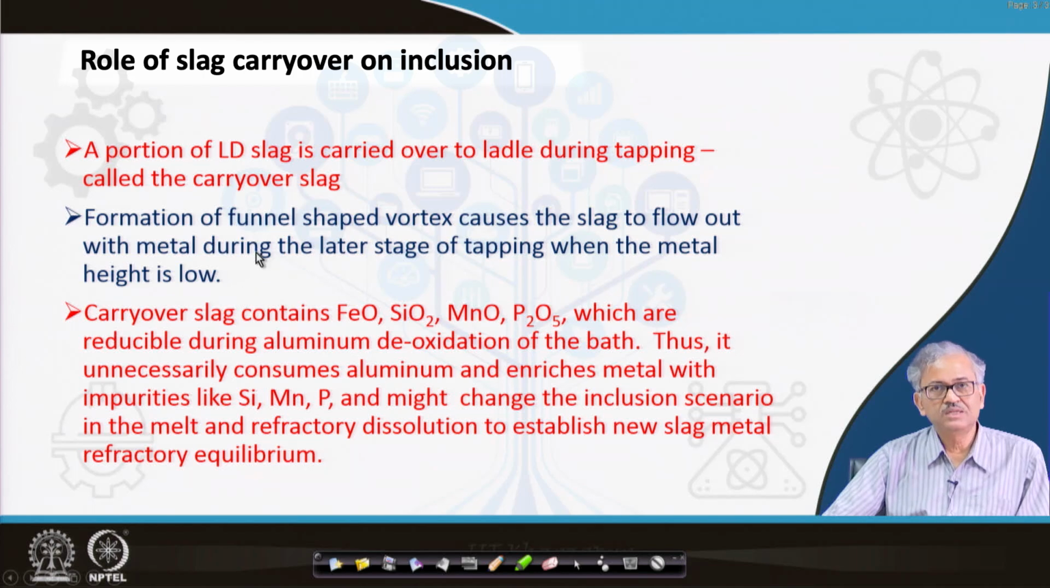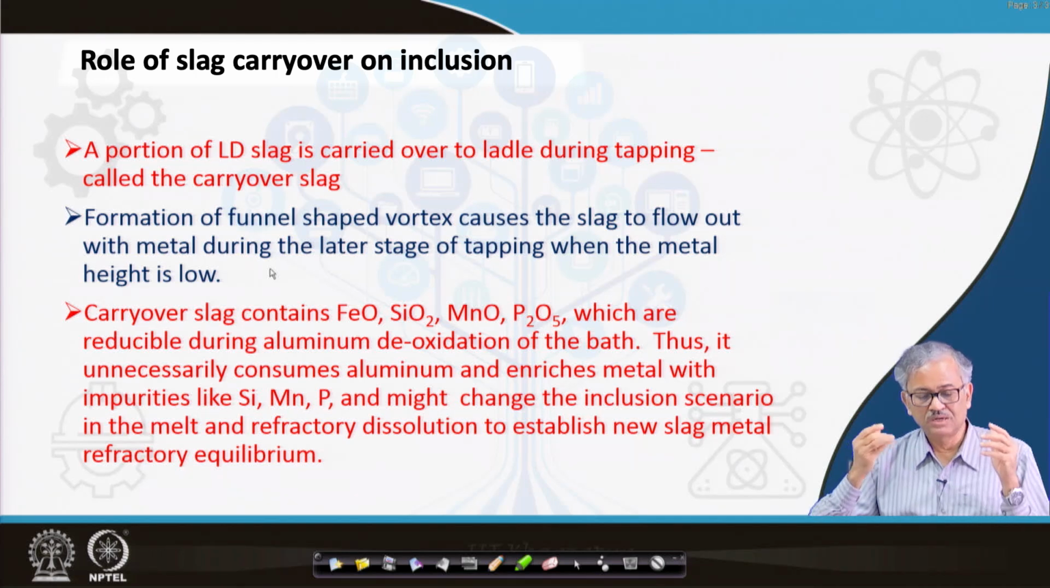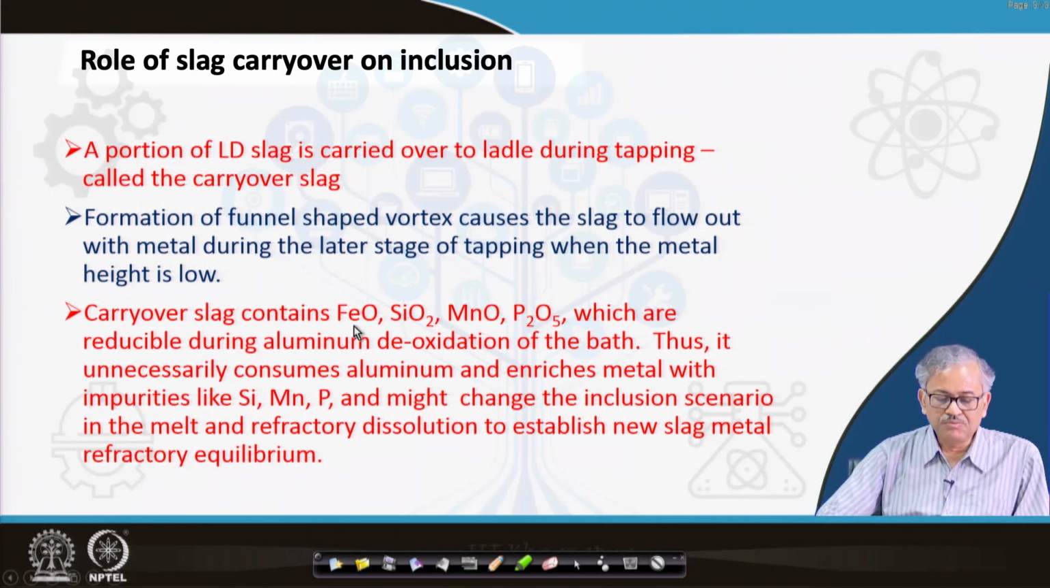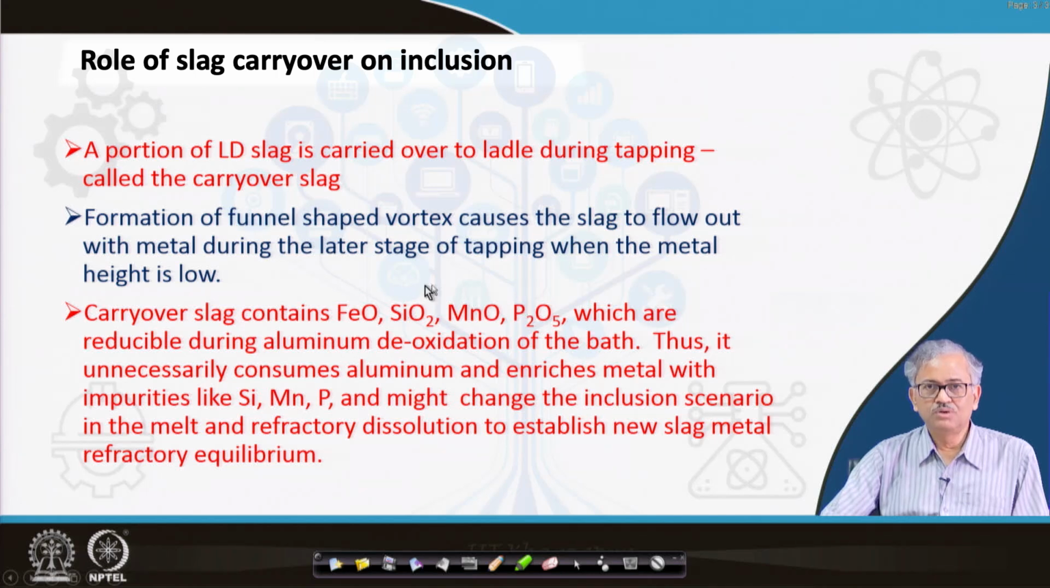And interestingly, what is carryover slag? There is the LD slag, as you know, whose major constituents are FeO, SiO2, P2O5, MnO, and CaO is also there. But among them, FeO, SiO2, MnO and P2O5 are reducible oxides; they can be easily reduced. In the ladle, when you do the deoxidation, the bath oxygen level becomes very low. As a result, these oxides in the slag will be very unstable under low dissolved oxygen, because their vapor pressure will be comparatively higher, so they will dissociate.